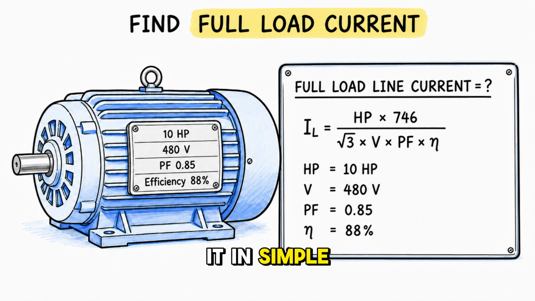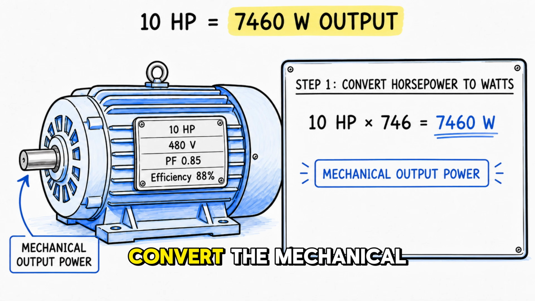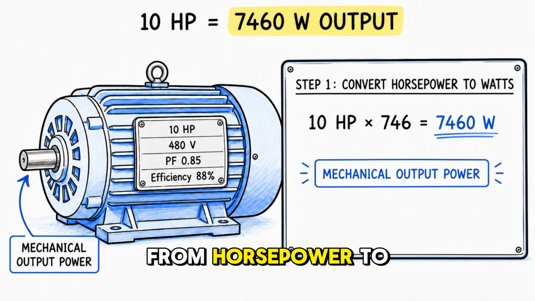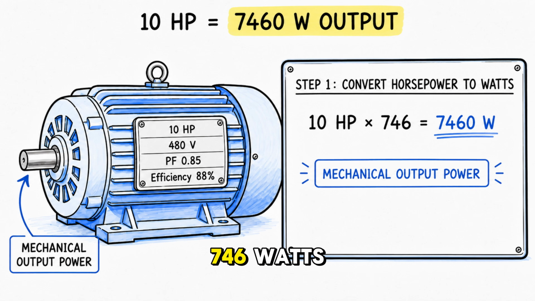Let us understand it in simple language. The first step is to convert the mechanical output power from horsepower to watts. 1 horsepower equals 746 watts. For this reason, 10 horsepower equals 7,460 watts of mechanical output.